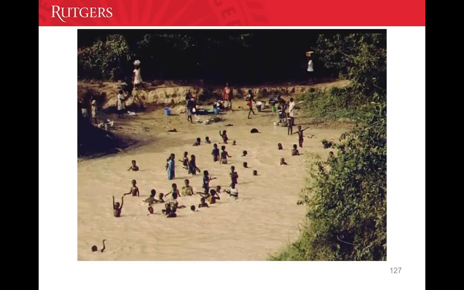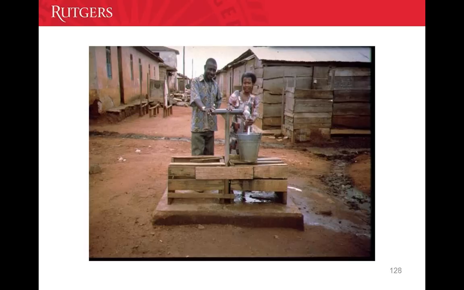This is a water supply in Ghana, not far from the capital, near Accra. And as you can see in the picture, ladies are doing laundry and people are getting water to cook. Kids are taking a bath and swimming and playing. And this is the community water supply.